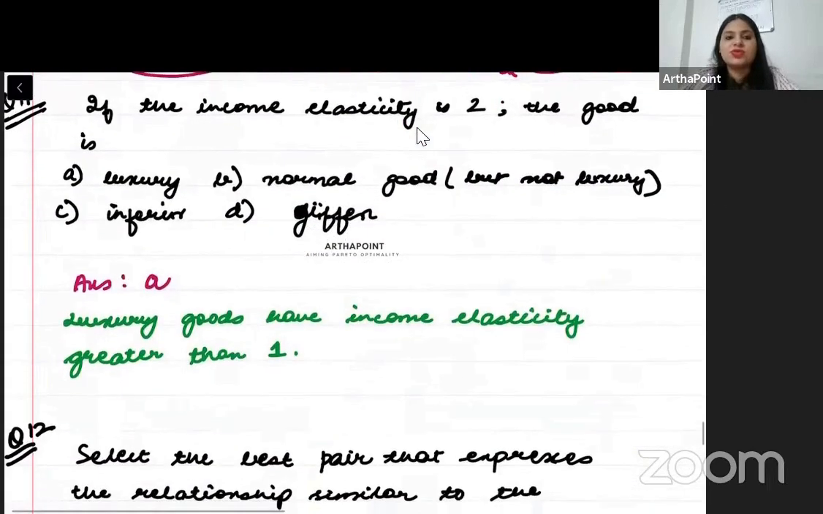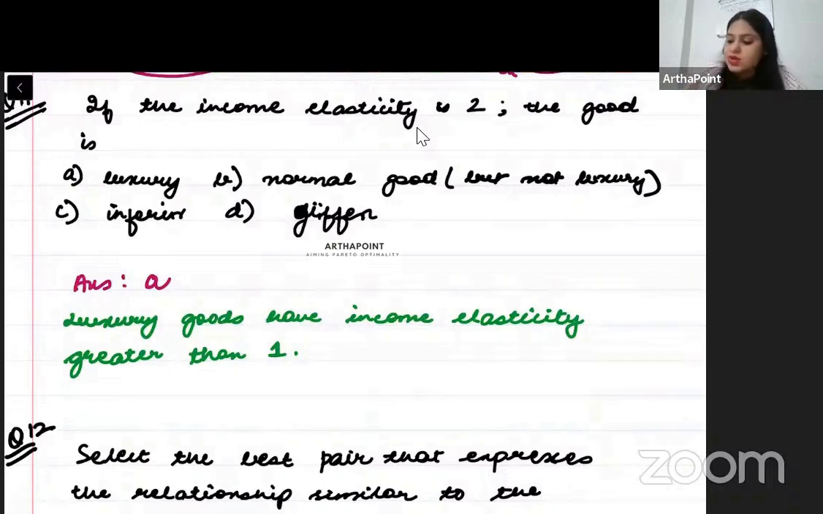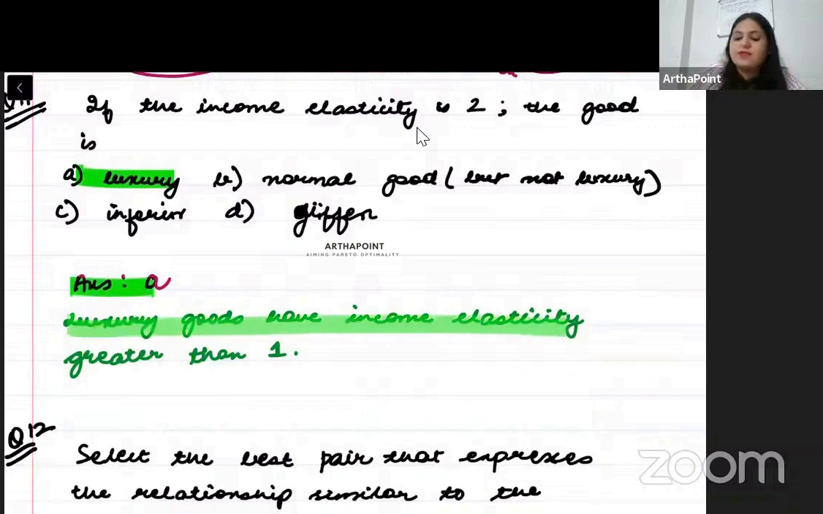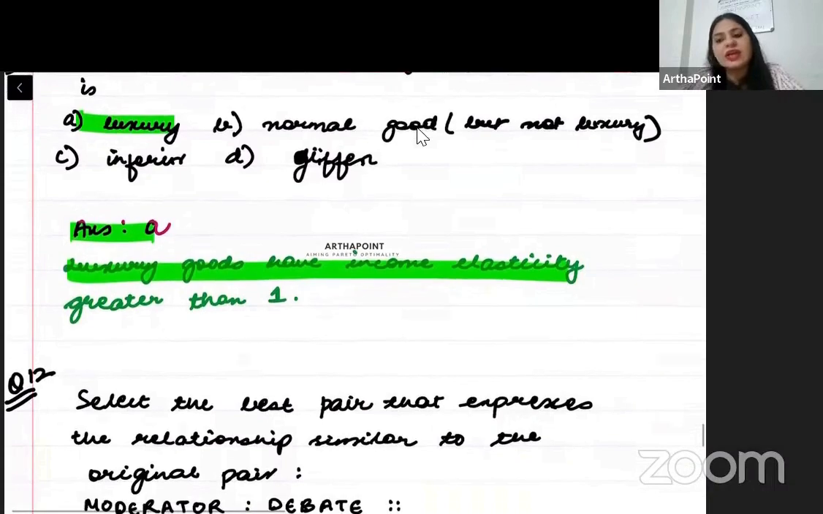Okay, come to the next question. If the income elasticity is 2, the good is so. We know that the income elasticity greater than 1 actually is for a luxury good. So the answer is going to be A. Luxury goods have income elasticity greater than 1.